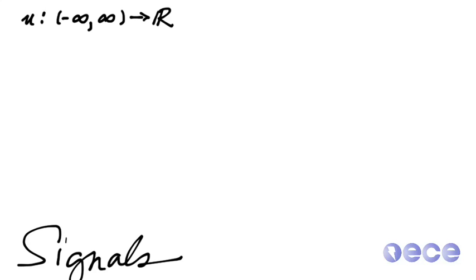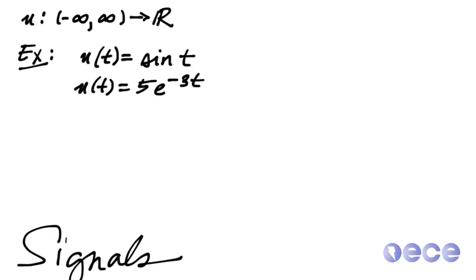So this is what we mean by a signal: it has to be defined everywhere on that real number line. For example, here we have u of t is equal to sine of t. No matter what value of t you choose, you're going to get a value somewhere within the real numbers. Likewise, you could consider a function like 5e to the minus 3t. Both of these are examples of signals, because you choose a value of t, and that t is valid for the entire range minus infinity to infinity.